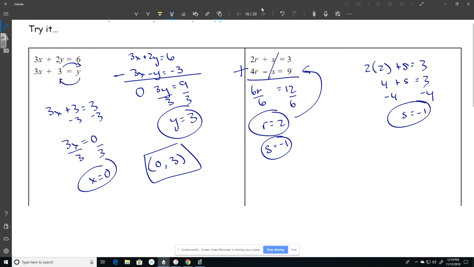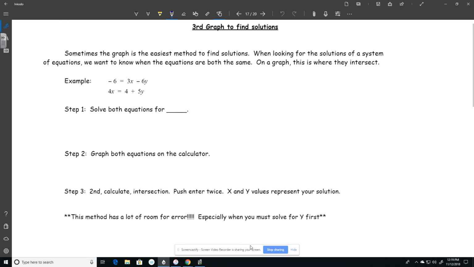All right, third option. You can plug this into your calculator and let it do some of the work for you. This is probably my least favorite because there are a lot of places you can make mistakes. And the biggest reason is that in order to plug this equation into my calculator, it has to look like y equals something. And right now, there's a lot going on with this equation. But we can make it work. I can solve this equation for y. And that's what step 1 is, to solve both equations for y.